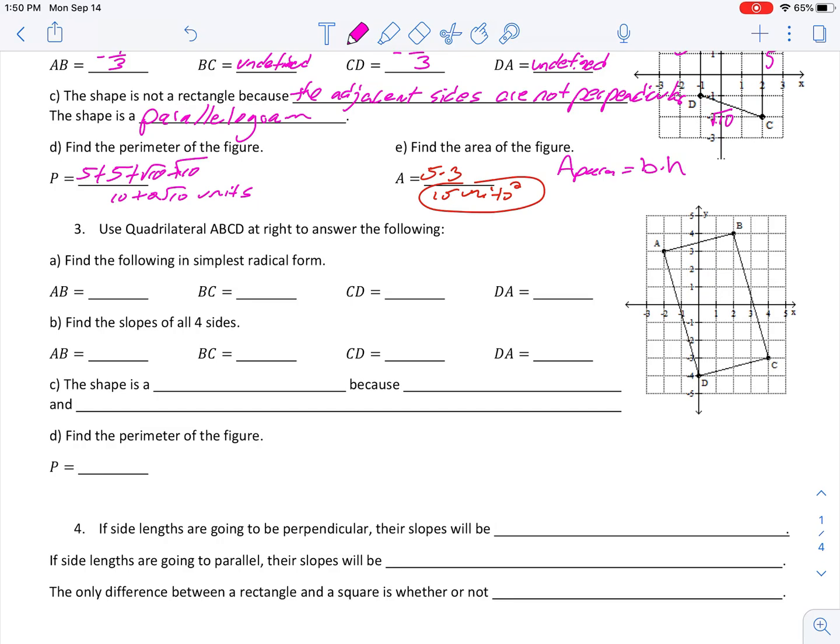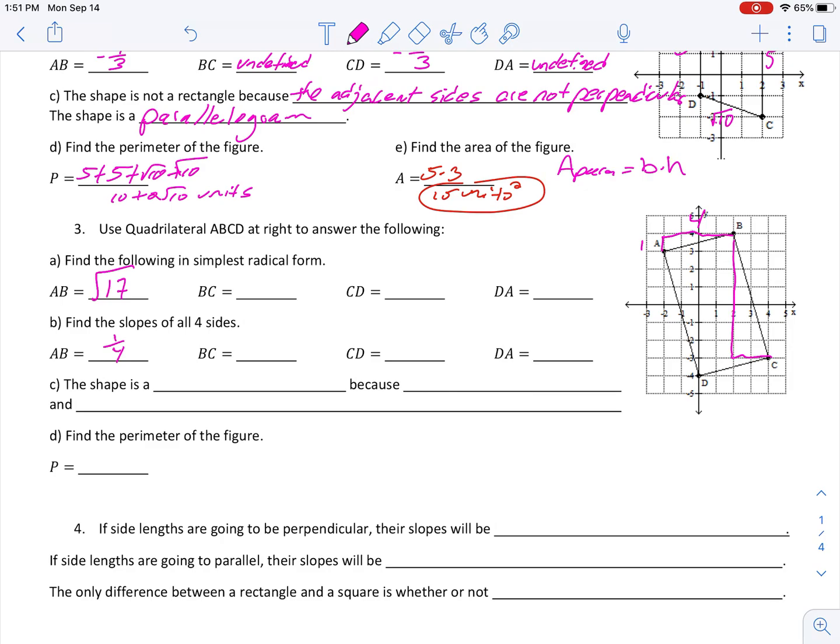It looks like it's a parallelogram. That's usually what a lot of students say, but we're not sure about that yet. So let's go ahead and find this here. AB: I'm going to use my graph, because this is going up 1, and this is going over 1, 2, 3, 4. So finding the length there, I went up 1 and over 4, so that's 1 squared plus 4 squared, the square root of 17. While I'm doing that, I can find the slope at the same time. The slope of AB is up 1 over 4. It's increasing, so it's a positive 1/4.